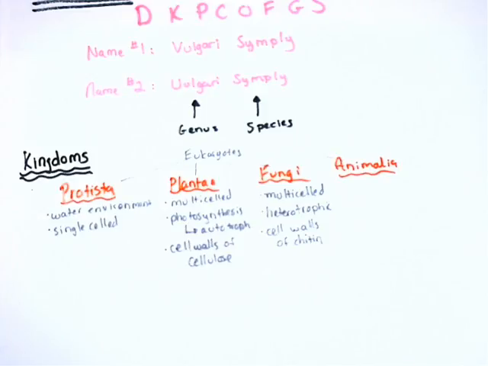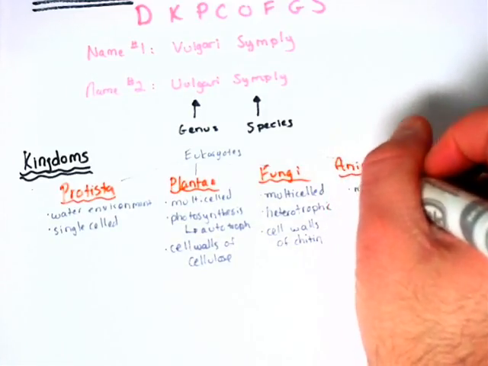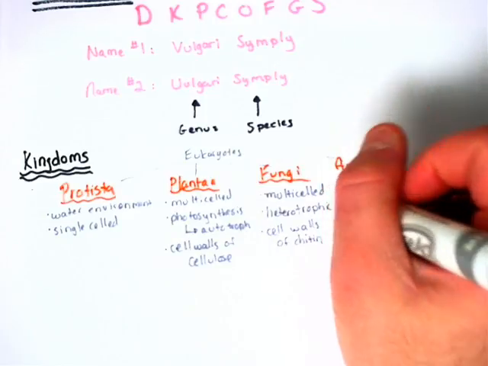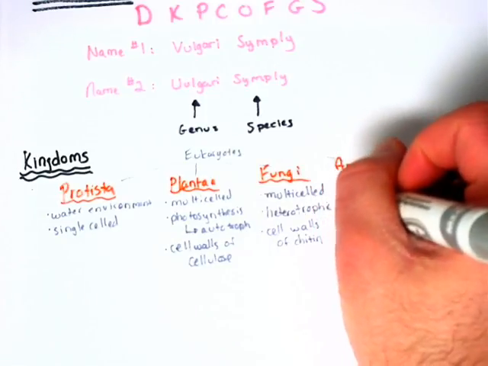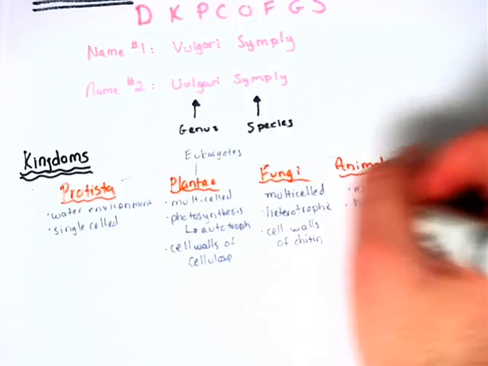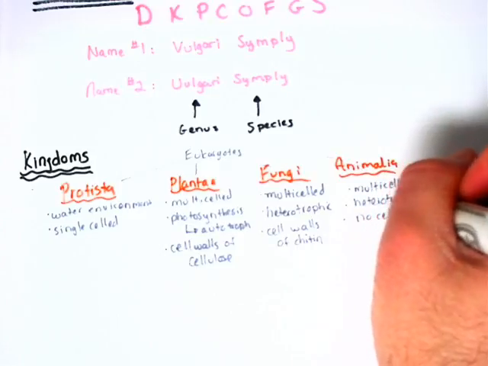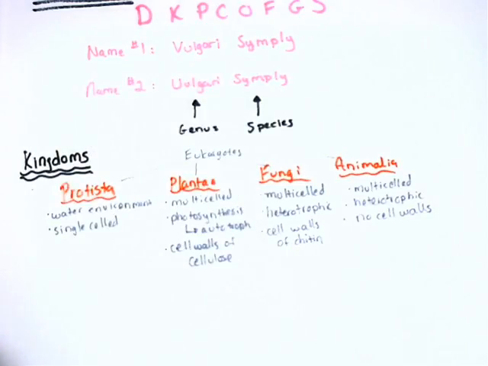And then animals are multicelled as well. Autotrophic, correct? No, heterotrophs. And no cell walls. Like you, no cell walls. Of course, you're an animal, so that makes sense.